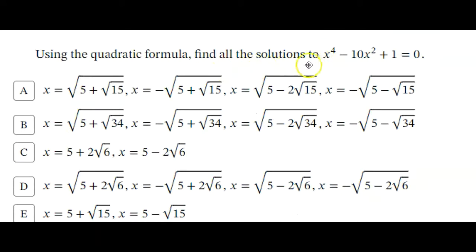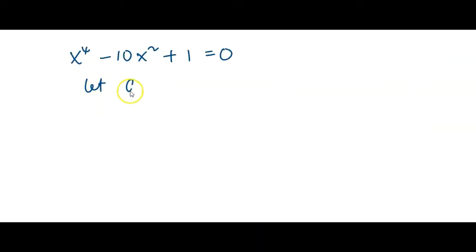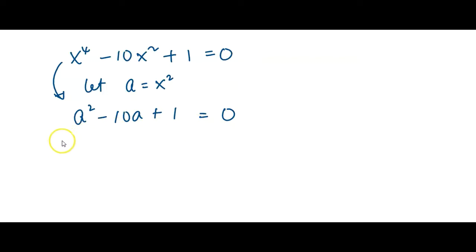For this example, it is also using the quadratic formula to solve this equation. Although we can see that the equation involves x to the power of 4, we can still use the quadratic formula to solve it. Let's see how we do it. I would just replace a as x squared. So the original equation now becomes a squared minus 10a plus 1 equals 0. So you can see that this equation becomes exactly a quadratic equation.